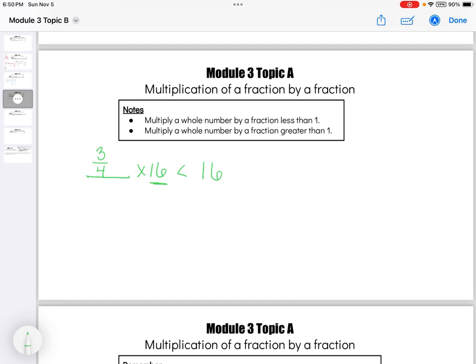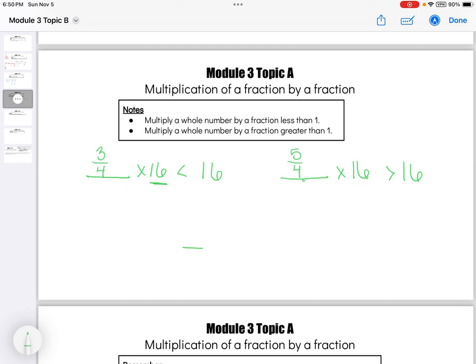Now let's say we have the same situation, but this time we say that it's greater than 16. We want to enter a fraction into that blank to make this true. Well, in order for this to be greater than 16, my fraction would have to be greater than 1 whole. So I could put 5/4, 3/2, anything like that that's greater than a whole.